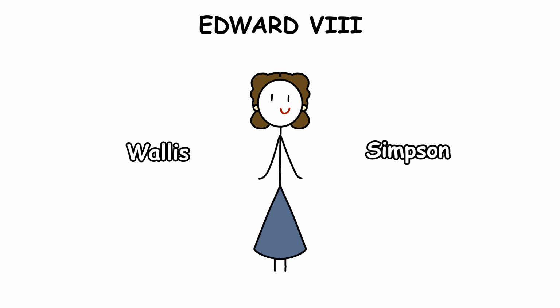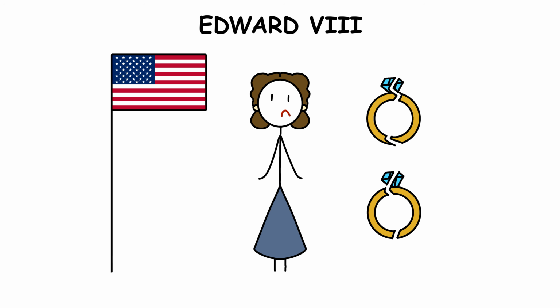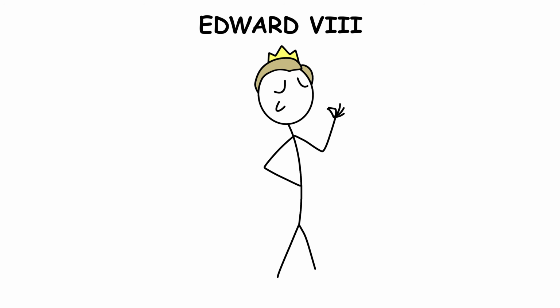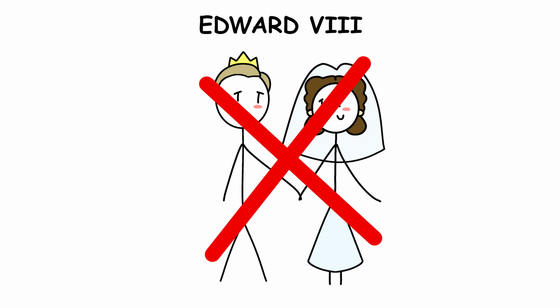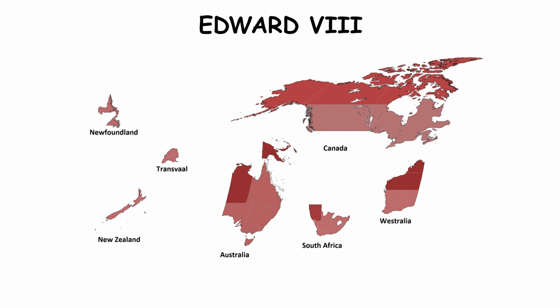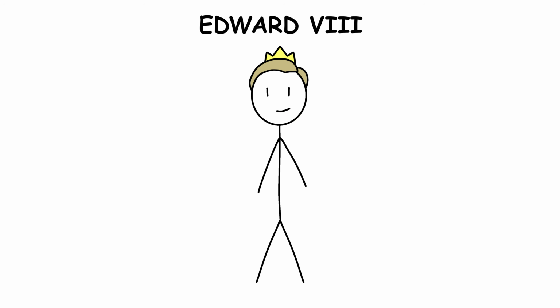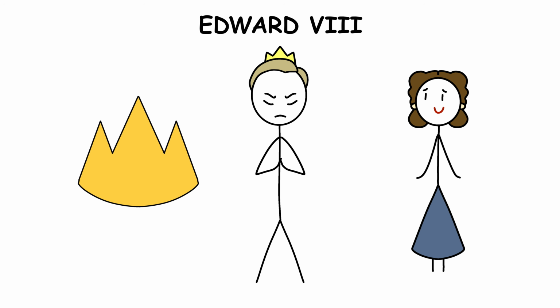Edward's problem was Wallis Simpson, an American twice divorcee. As Supreme Governor of the Church of England, he couldn't marry a divorced woman. The government, church, and dominions all opposed the marriage. Edward faced a choice, the crown or the woman he loved.